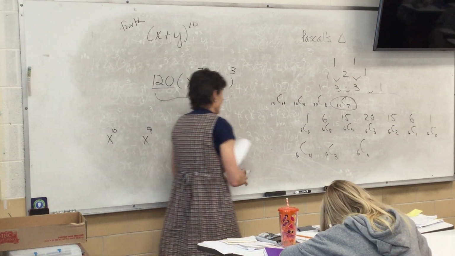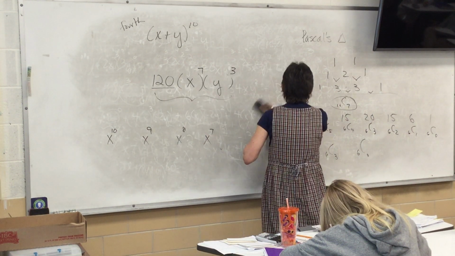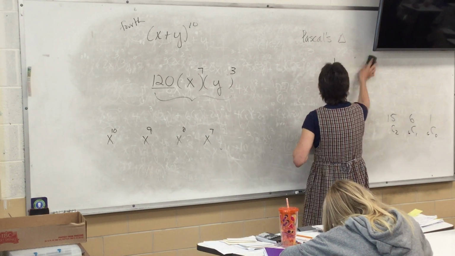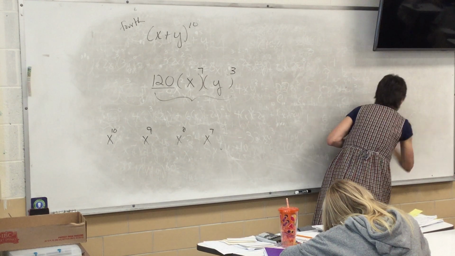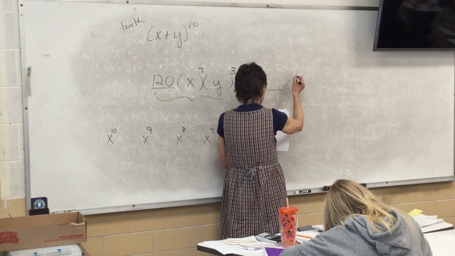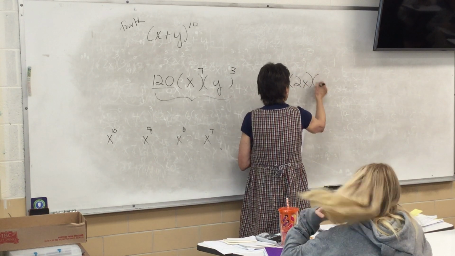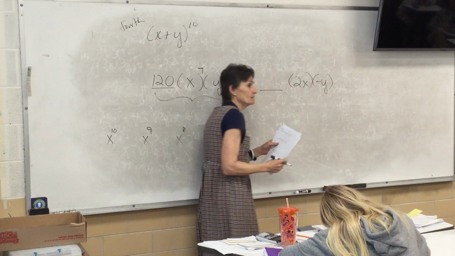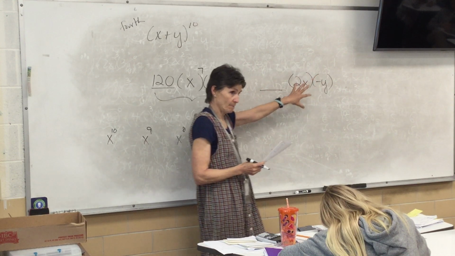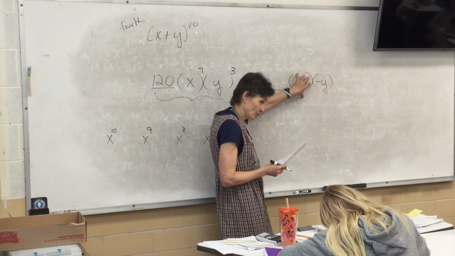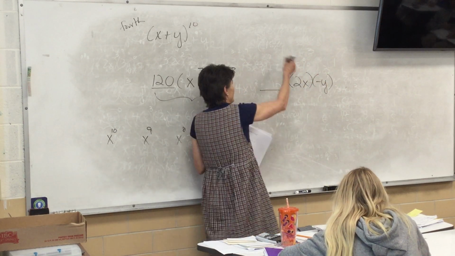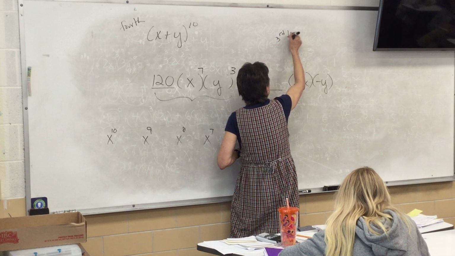All right, B. We want the 3rd term of this expansion. So we know it's going to have a number. We'll figure out what that is. It's going to have a 2x and a negative y. These are the components of the binomial. So we have 2x and a negative y. And it's the 3rd term.